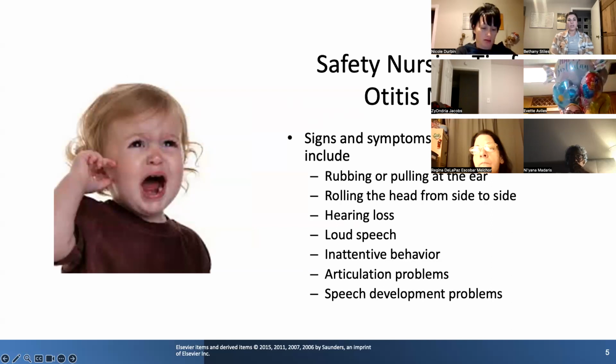When we're assessing for otitis media, there's a lot of signs and symptoms that we can see. Our kids like to rub or pull on their ears. You might see them rolling their head from side to side. You could see things like hearing loss or speech changes. So they'll either talk really loud because they don't realize how loud they're speaking, or they might have articulation or speech development problems. You can also see inattentive behavior just because they're not hearing you like they normally would.